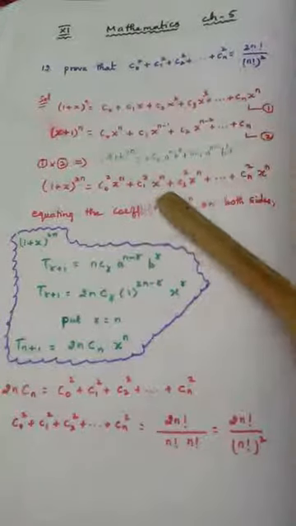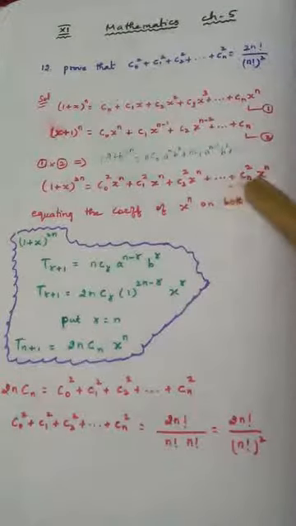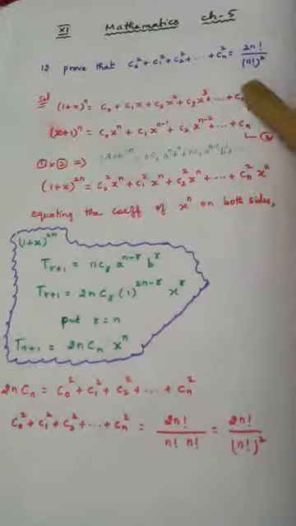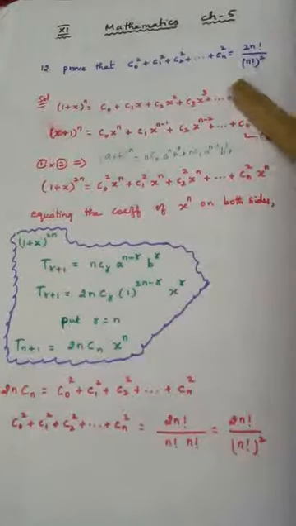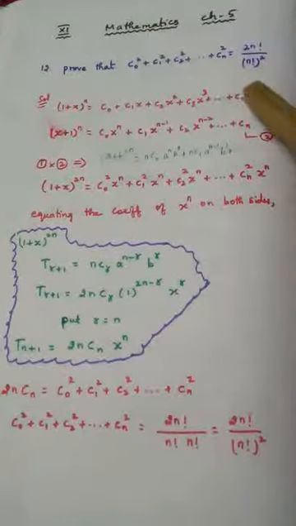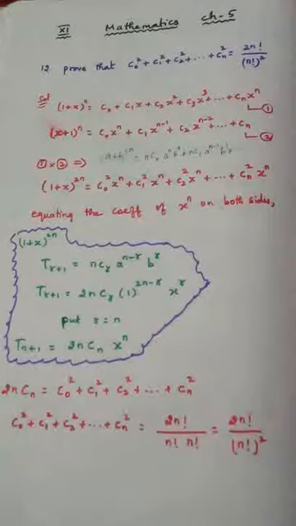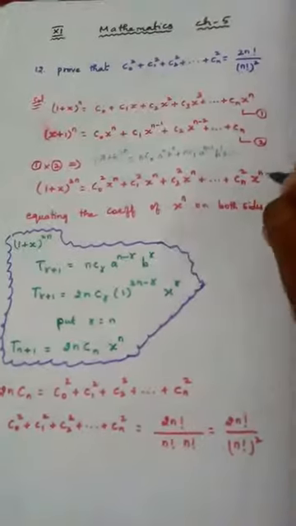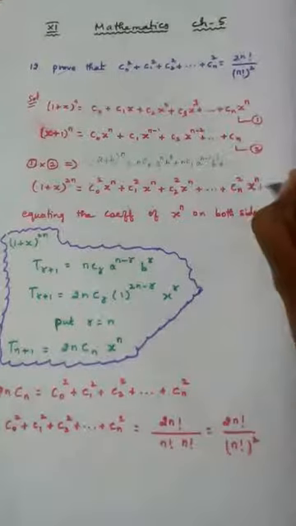C2 into C2 becomes C2 square x power n, plus etc. Cn, if I combine the last term, Cn into Cn, Cn square x power n. Actually, I should write plus etc. Can you guess how it is? Here it is plus etc.